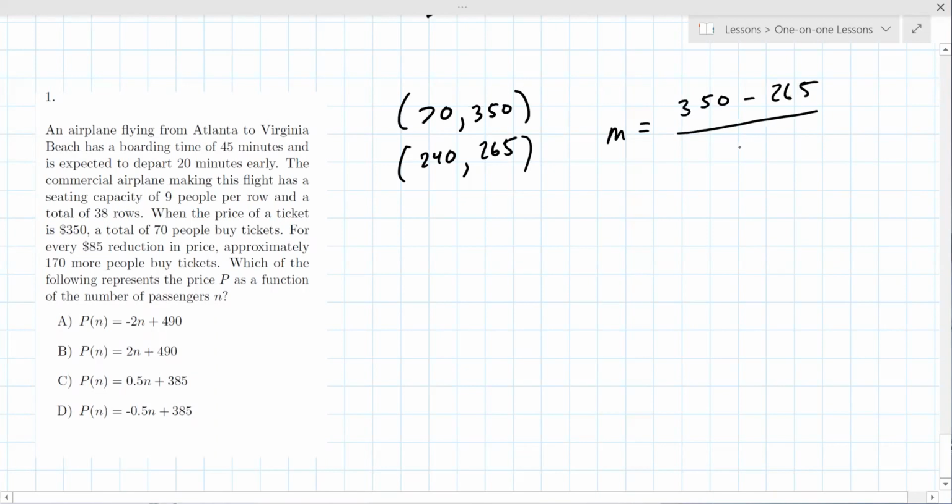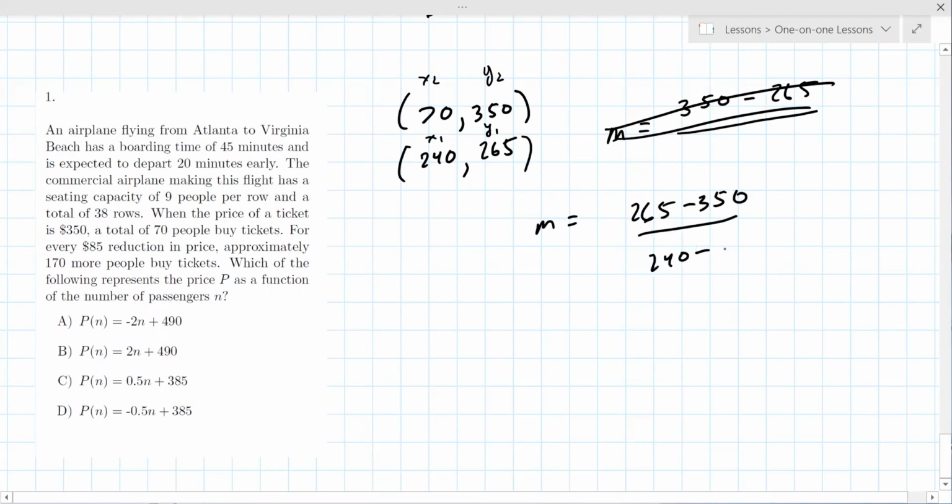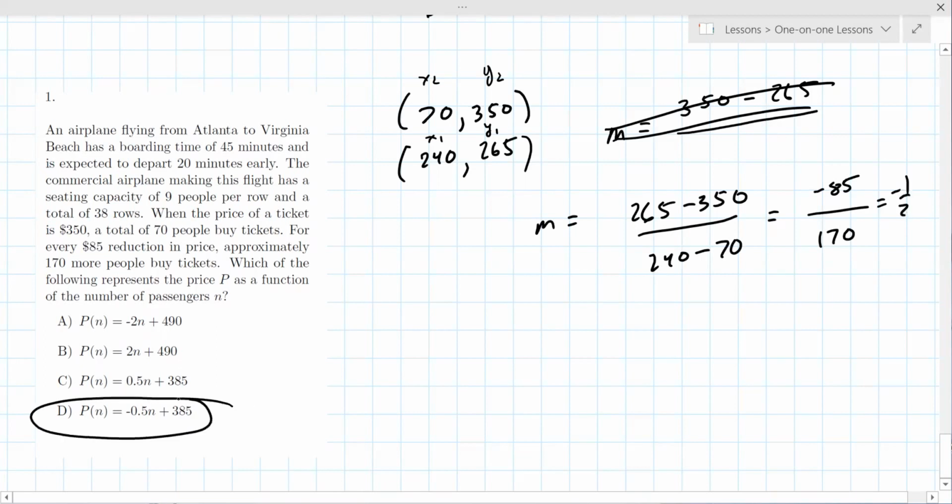Isn't it y2 minus y1? It is, but you can actually choose this to be y2 and x2, and this to be x1 and y1. Oh, so what if I did it wrong then? No. Let me do it the way you wrote down: 265 minus 350 over 240 minus 70. Oh, I know why, because I did y2 minus y1 on the top and then I did x1 minus x2 on the bottom. So you get negative 1/2. So again, it's probably that one there. Yeah. Okay. I can see that there's a problem with this question if this pattern continues.